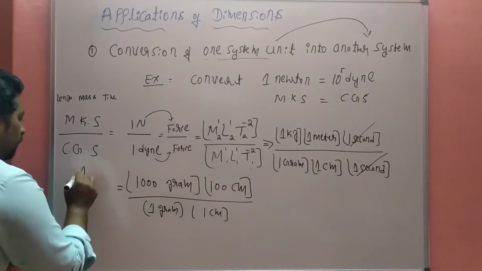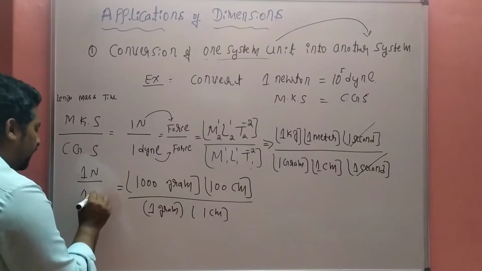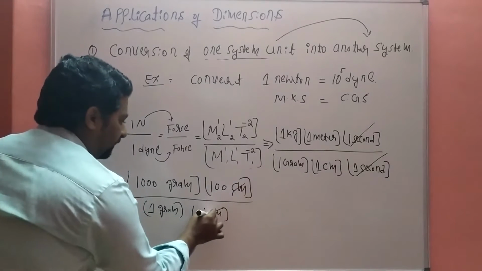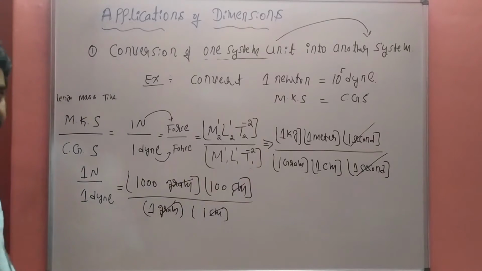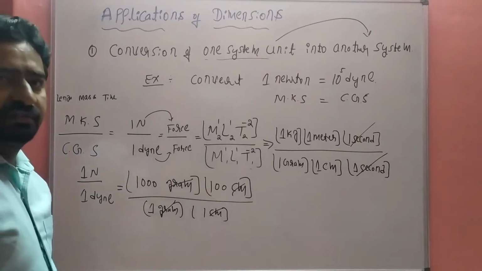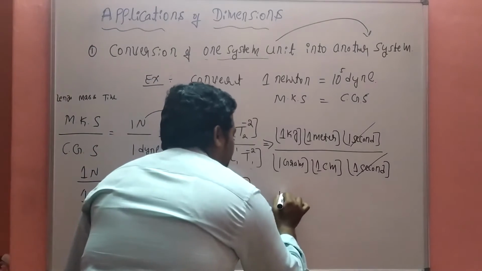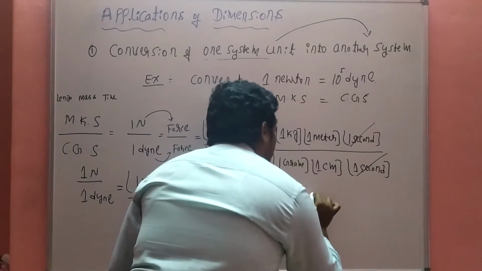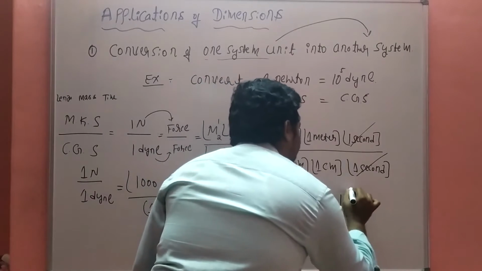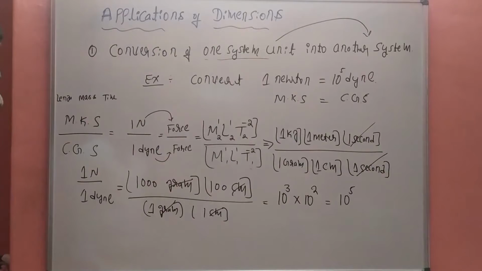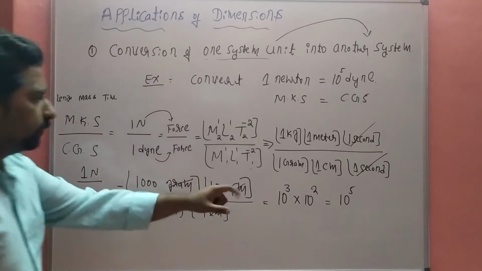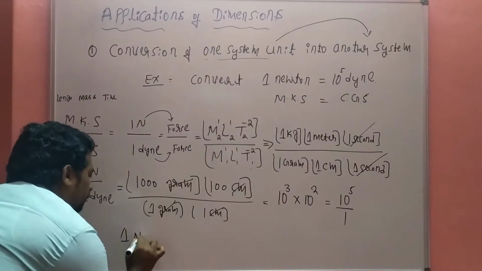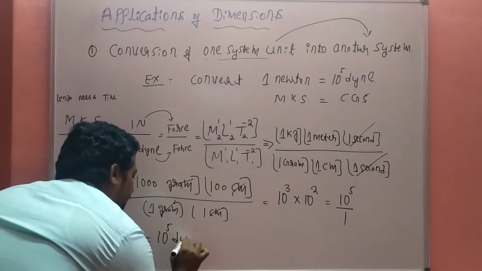So this is 1 newton, and this is 1 dyne. Centimeter and centimeter get cancelled, gram and gram get cancelled. Come to the point: 1000 is 10 to the power of 3, and 100 is 10 to the power of 2. So the final answer is 10 to the power of 5. So 1 newton divided by 1 dyne is equal to 10 to the power of 5, that is, 1 newton is equal to 10 to the power of 5 dyne.